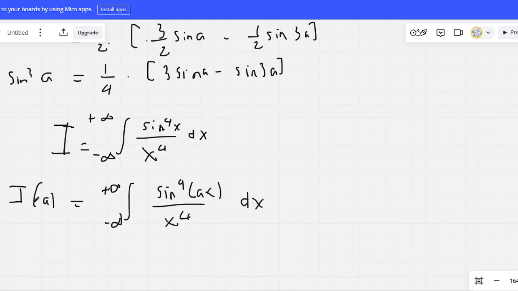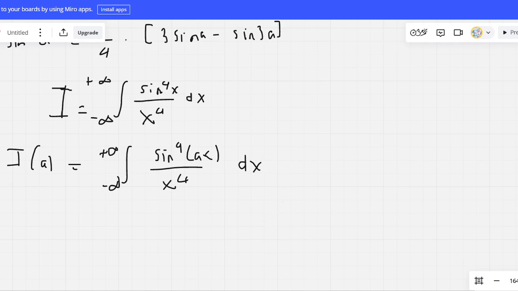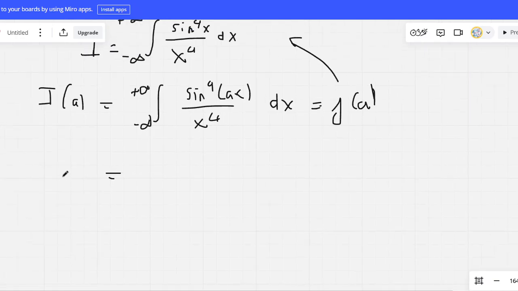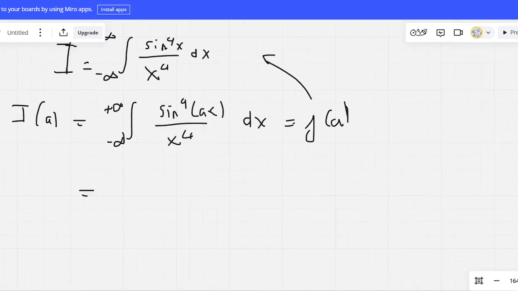Notice that if I set a equal 1, we get back the original integral. That's how we're going to solve it. We're going to try to solve this parameter, and once we get it in the form of some f of a, then we can simply substitute a equal 1 and we get back this original integral here. So now let's differentiate both sides with respect to a.